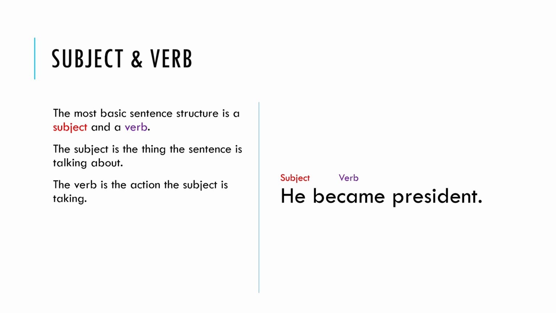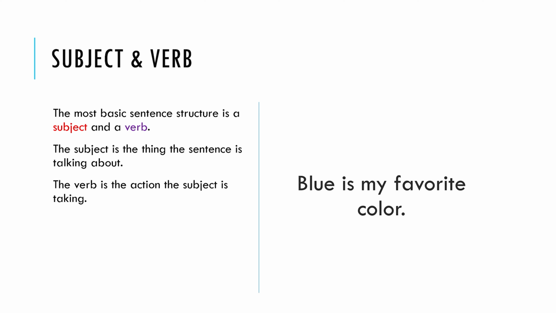And so we're learning that the most basic sentence structure is a subject and a verb. Here's a little more complicated one, and we've already introduced the idea that the subject can sometimes be different things. Well, in this case, the subject is blue. A color is the subject in this sentence. Blue is the subject. Now, what is blue doing?